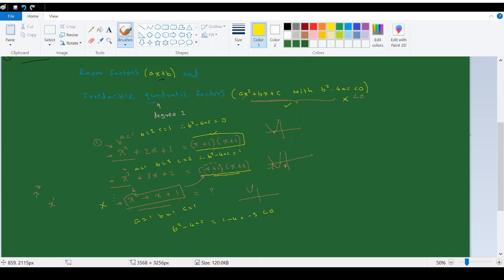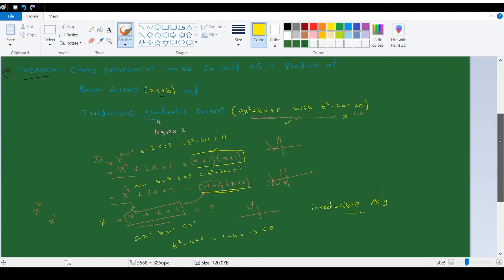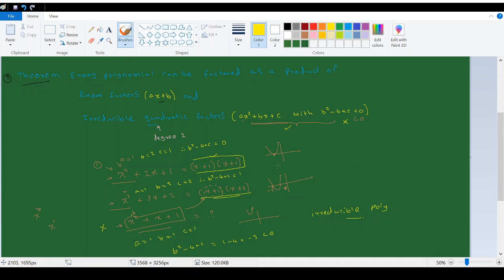And if we can't factorize this second degree polynomial, we call that polynomial an irreducible polynomial. Okay, we call it an irreducible polynomial, right? Now this is not the theorem that I have written in blue color. This is just the meaning of an irreducible factor, right?